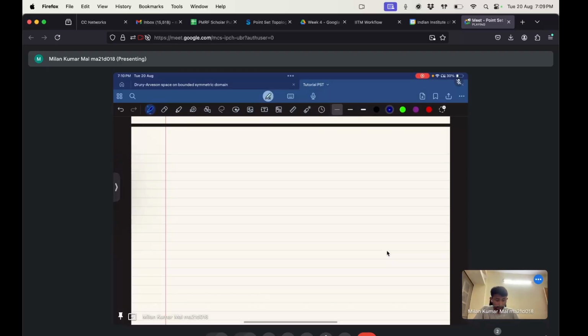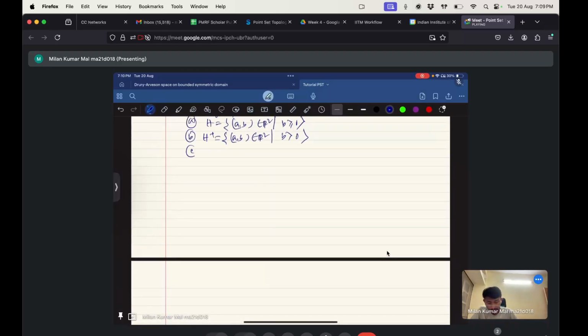Option C is the circle, which equals all those (a, b) belonging to R square such that a square plus b square is equal to 1, and D is S1 union H plus. Note that we already proved that this set is closed, proved in the previous class.